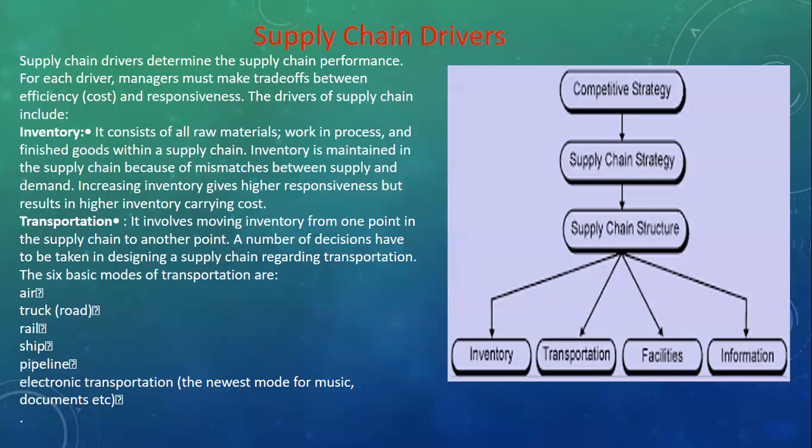A number of decisions have to be taken in designing supply chain management regarding transportation. There are crucial decisions we need to take before designing it. What are the six basic modes? Air, truck or road, rail, ship, pipeline, and electronic transportation. Here we need to understand which kind of transportation we need to use.